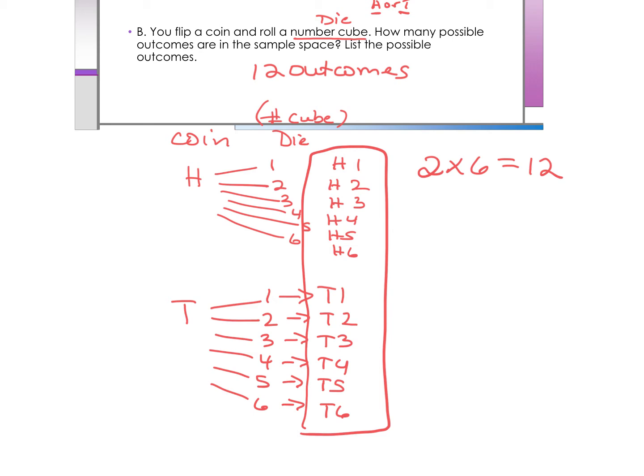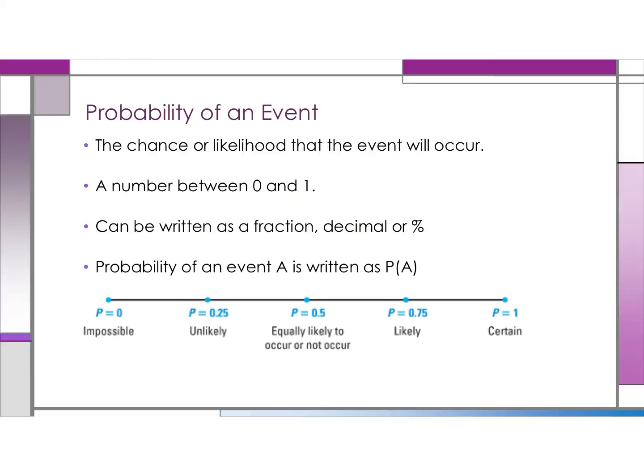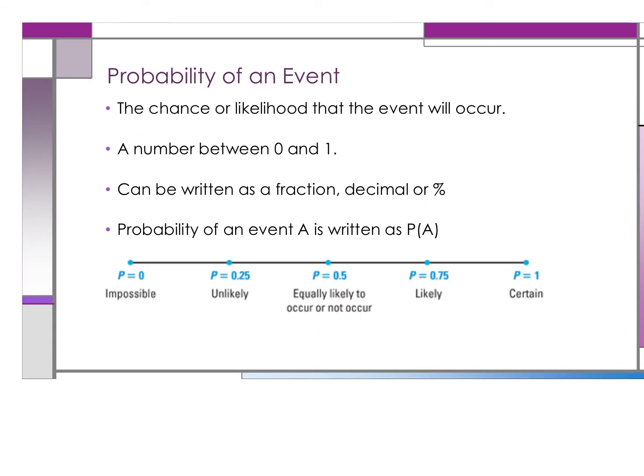Now let's talk about simple probability here and whether it's likely or unlikely. So that's what's on the next slide. The probability of an event is really the chance or the likelihood that an event will occur. Probability is going to be a number between 0 and 1. However, you can also represent it as a fraction, a decimal, or a percent.